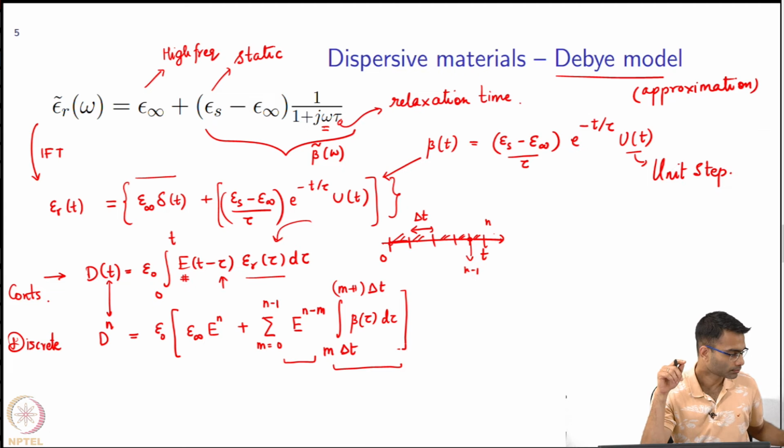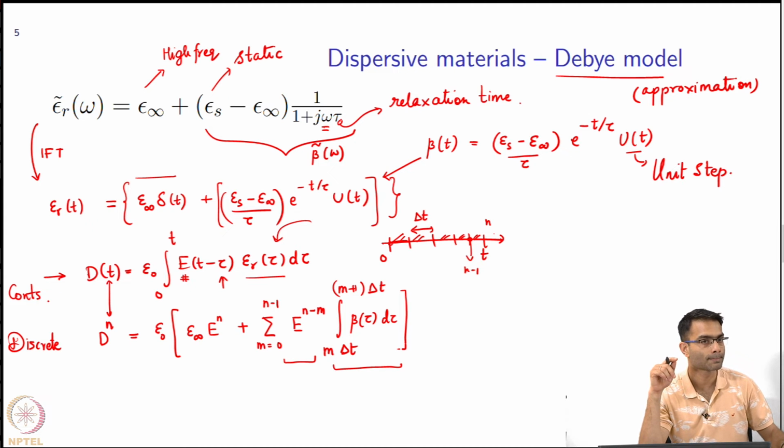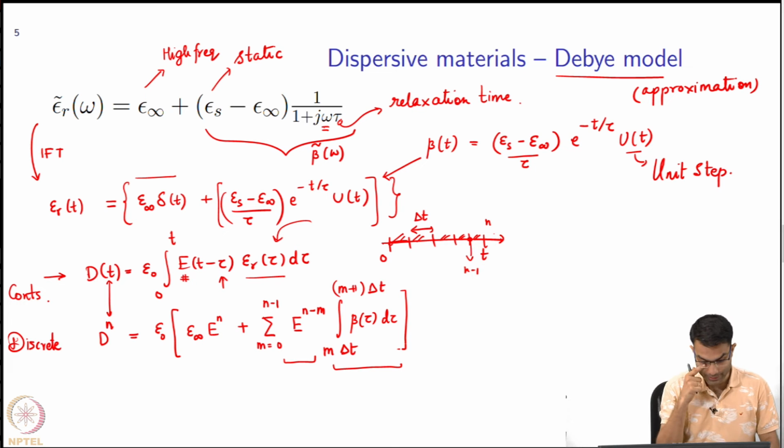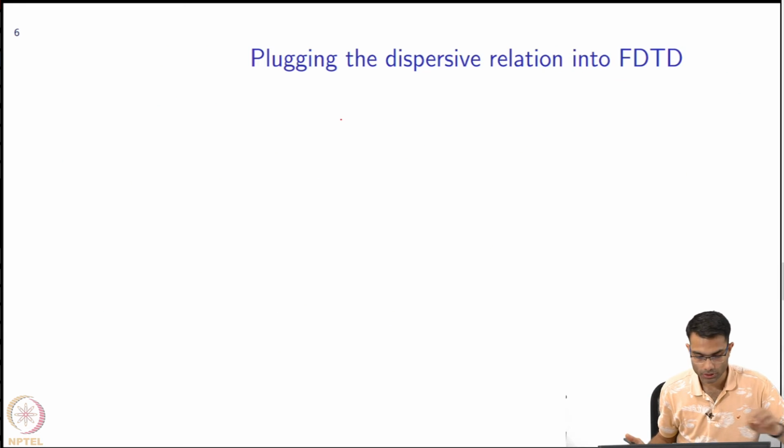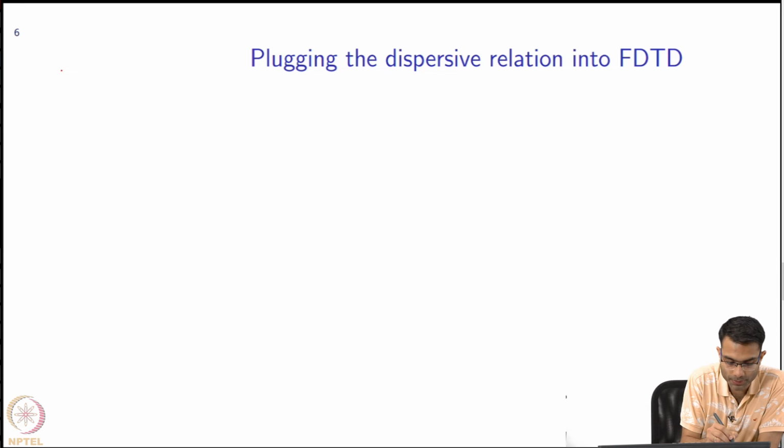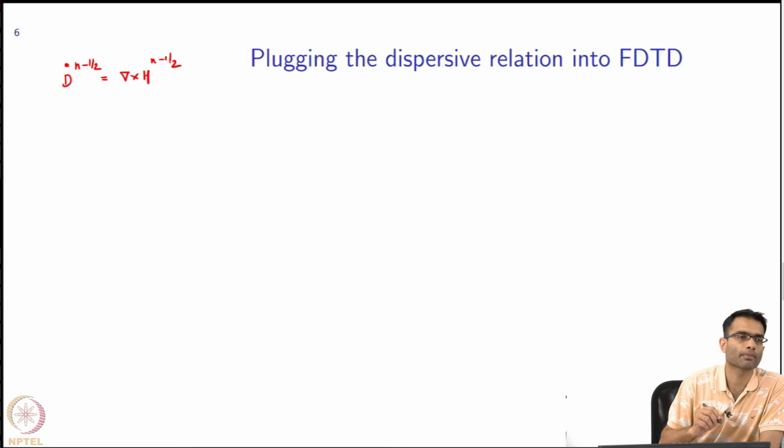So, should we proceed? Okay. Our next step is, we have got dn. The next step is going to be to put it into the update equation, right. That is the logical next step. So, what is Maxwell's equation telling us? D dot of n minus half is equal to curl of H n minus half. I am assuming there is no current, otherwise there will be one more current term over here.